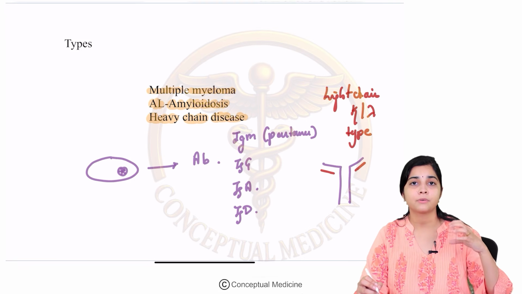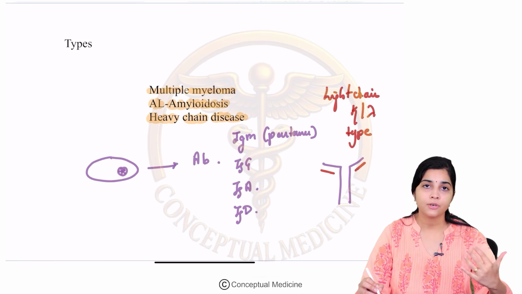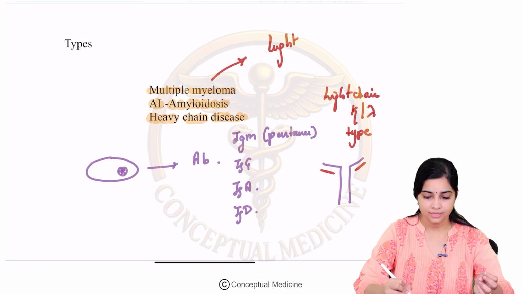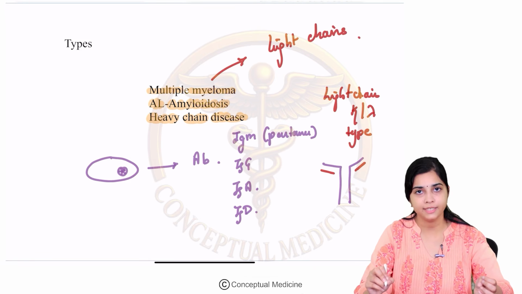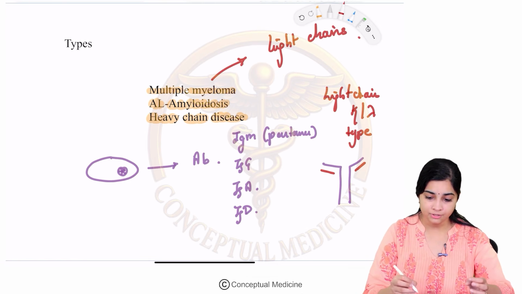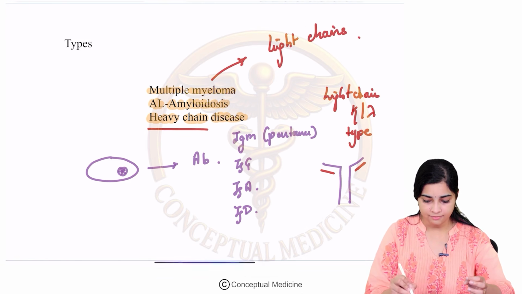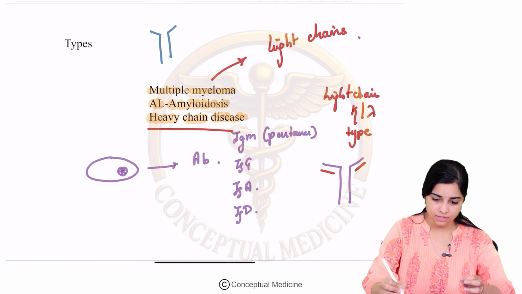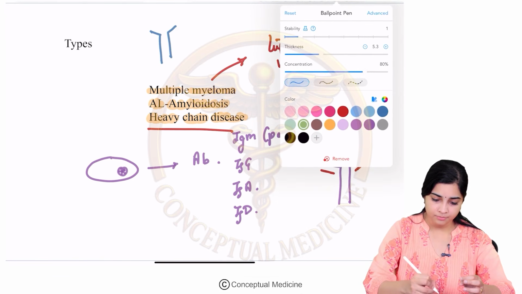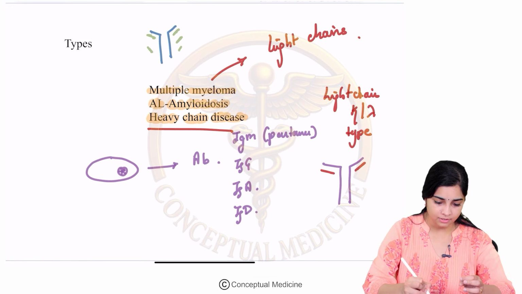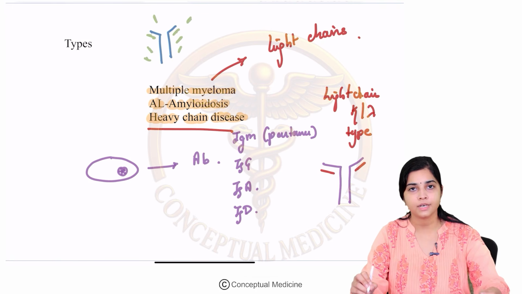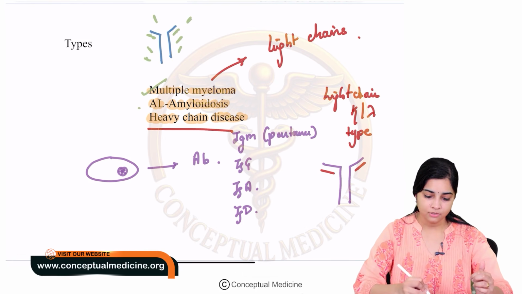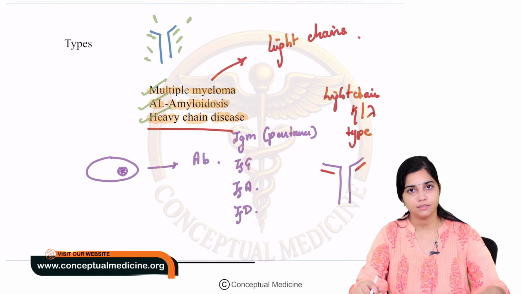So when there is a clonal proliferation of these immunoglobulins, predominantly in multiple myeloma, you find a clonal proliferation of light chains. If there is a clonal proliferation of heavy chains, then this is separately called heavy chain disease. So in multiple myeloma, what are you going to expect? If this is the structure, the light chains are going to be more in number, so there is excess production of these light chains. Alright, so this is very clear. These are the subtypes of plasma cell dyscrasia: multiple myeloma, AL amyloidosis and heavy chain disease.